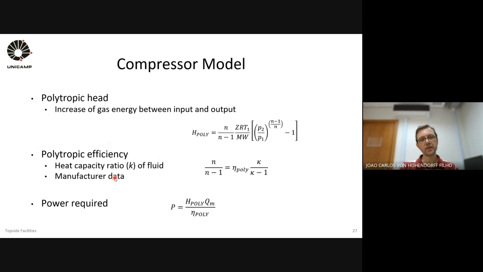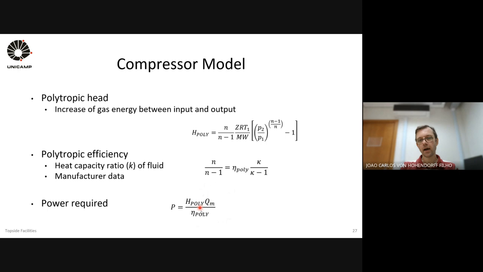We can calculate a polytropic efficiency from this process. It depends on the head, capacity ratio and the fluid, and the manufacturer data that is related to the polytropic parameter. Okay, with these two parameters, the polytropic head and efficiency, I can calculate the power required by the compressor. That is one interesting question for us, because it's simple in terms of parameters, but what is important here?